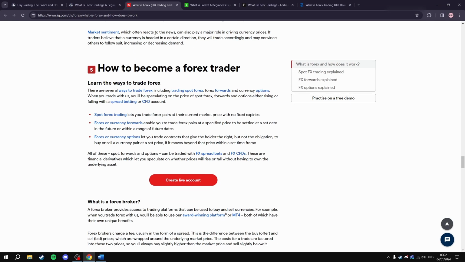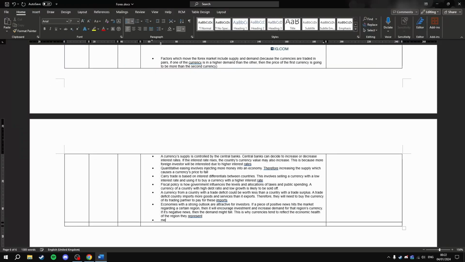Market sentiment, which often reacts to the news, can also play a major role in driving prices. If traders believe that a currency is headed up or down, they will trade accordingly, and may convince others to follow suit, increasing or decreasing demand. Oh, okay, so this is how other traders affect each other then.